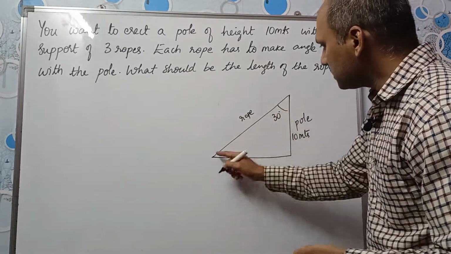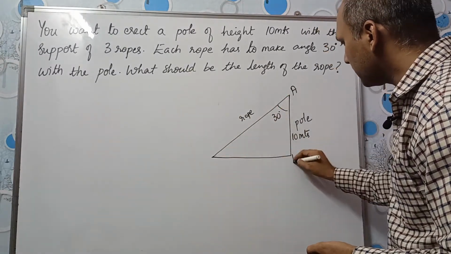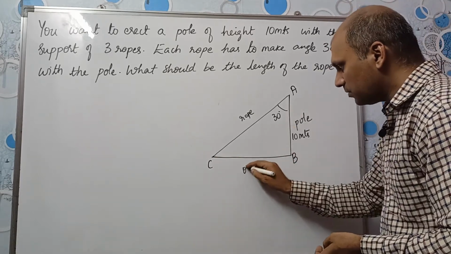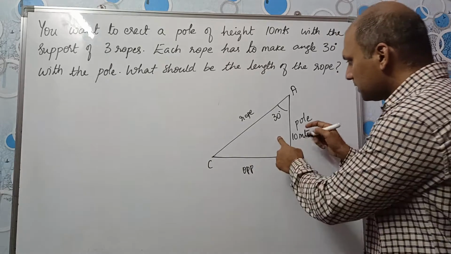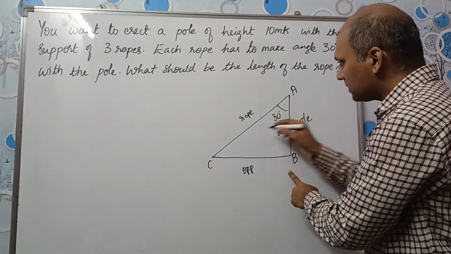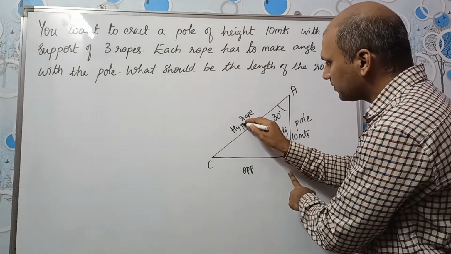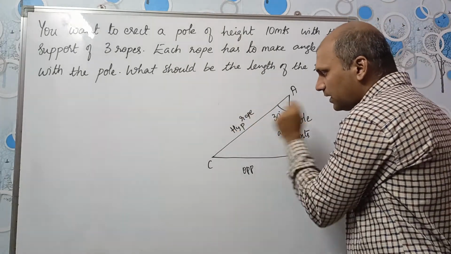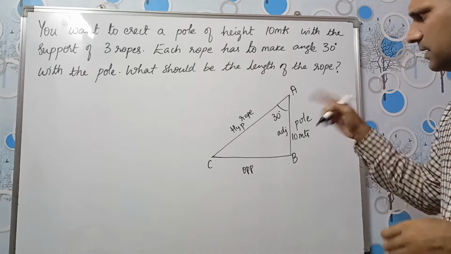So we don't know what this hypotenuse side is. Let us name this triangle A, B and C. Theta is here, the angle is here, so this will be the opposite side. This is the adjacent side and this one is the hypotenuse side. Here adjacent is given, we need to find hypotenuse. So adjacent and hypotenuse.